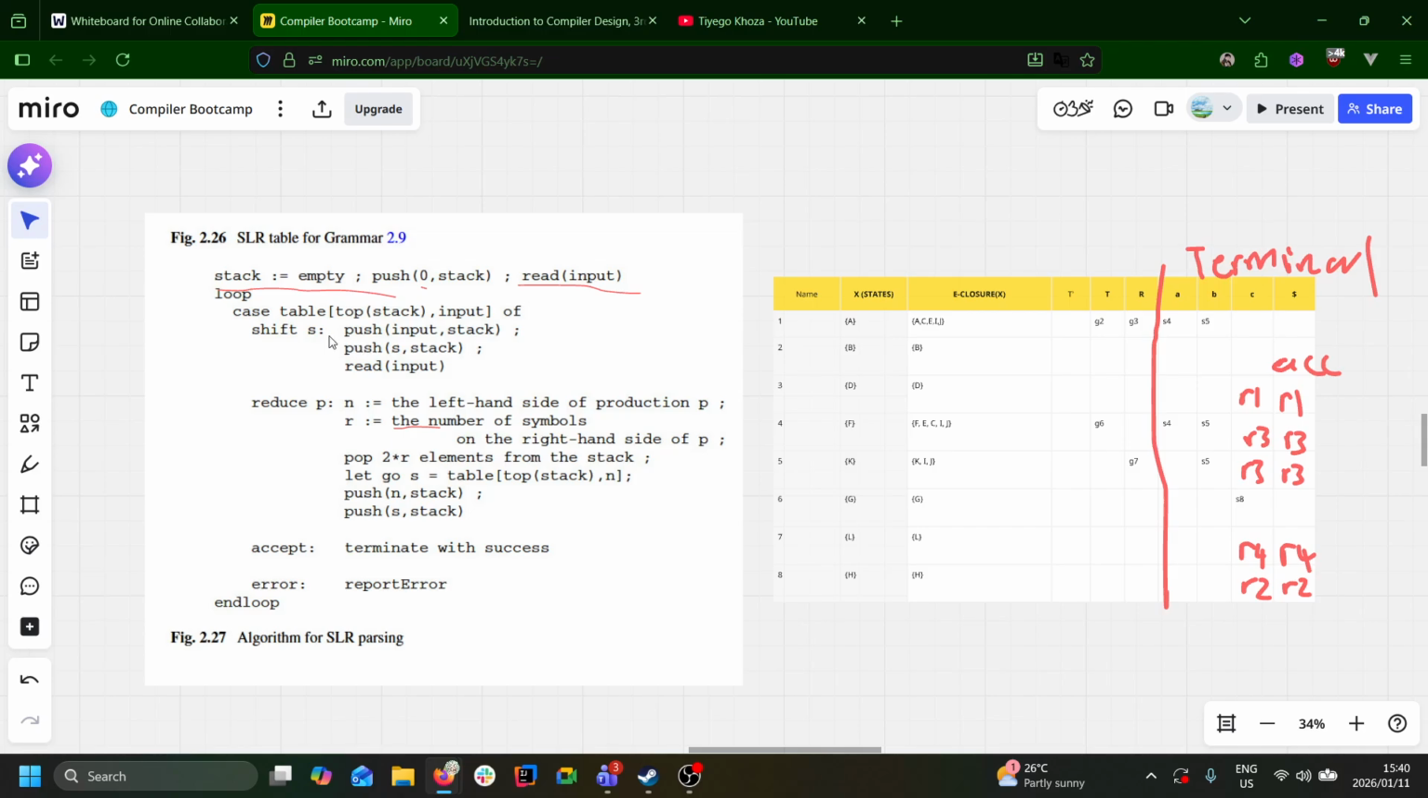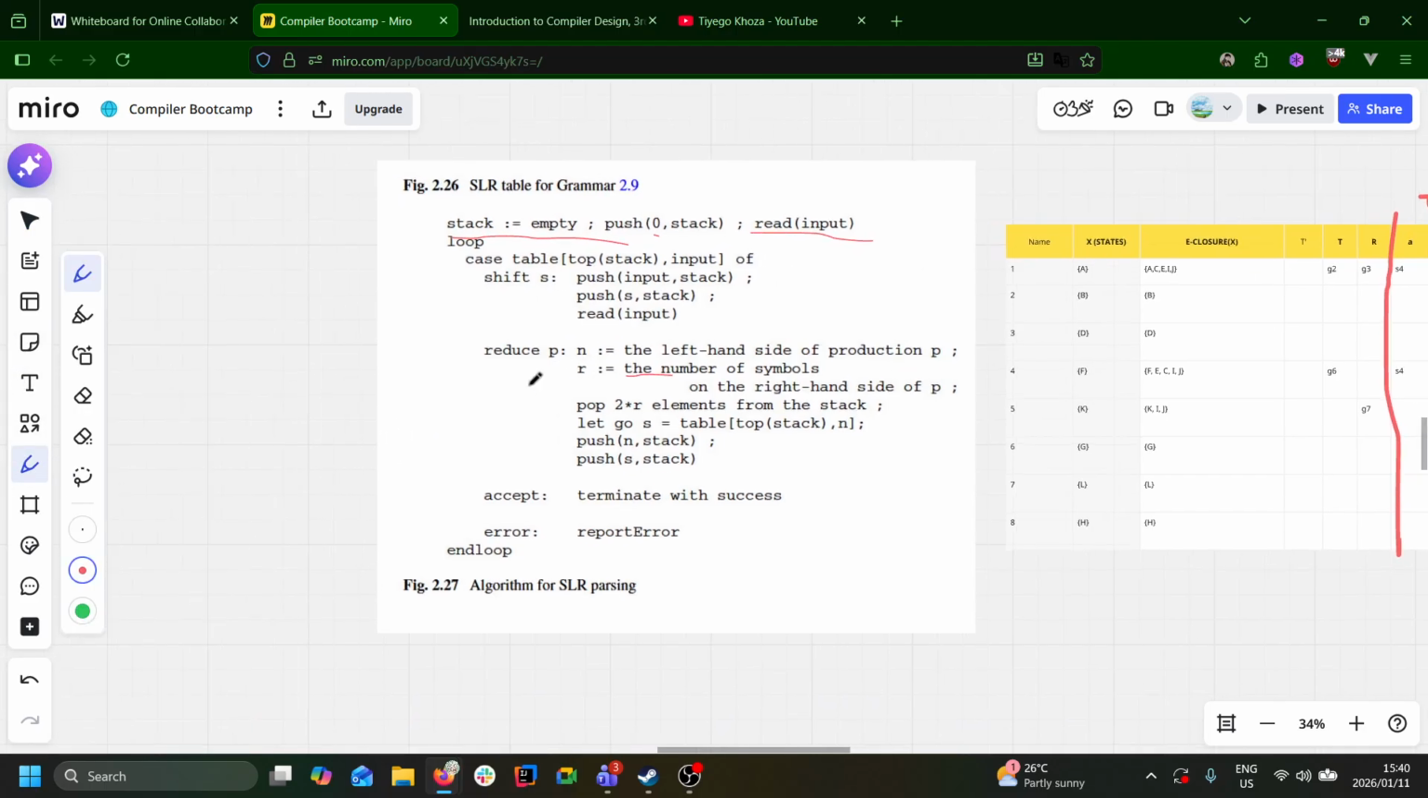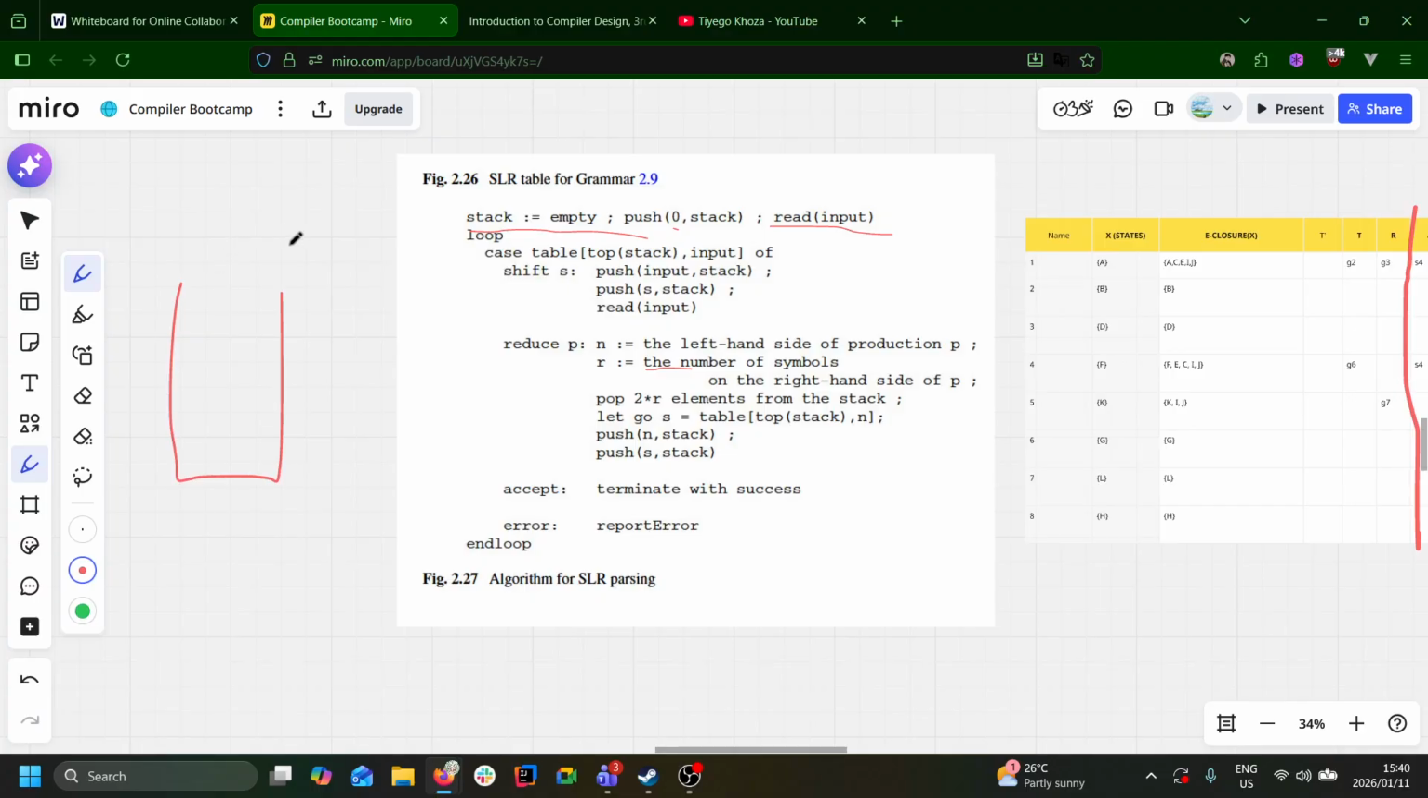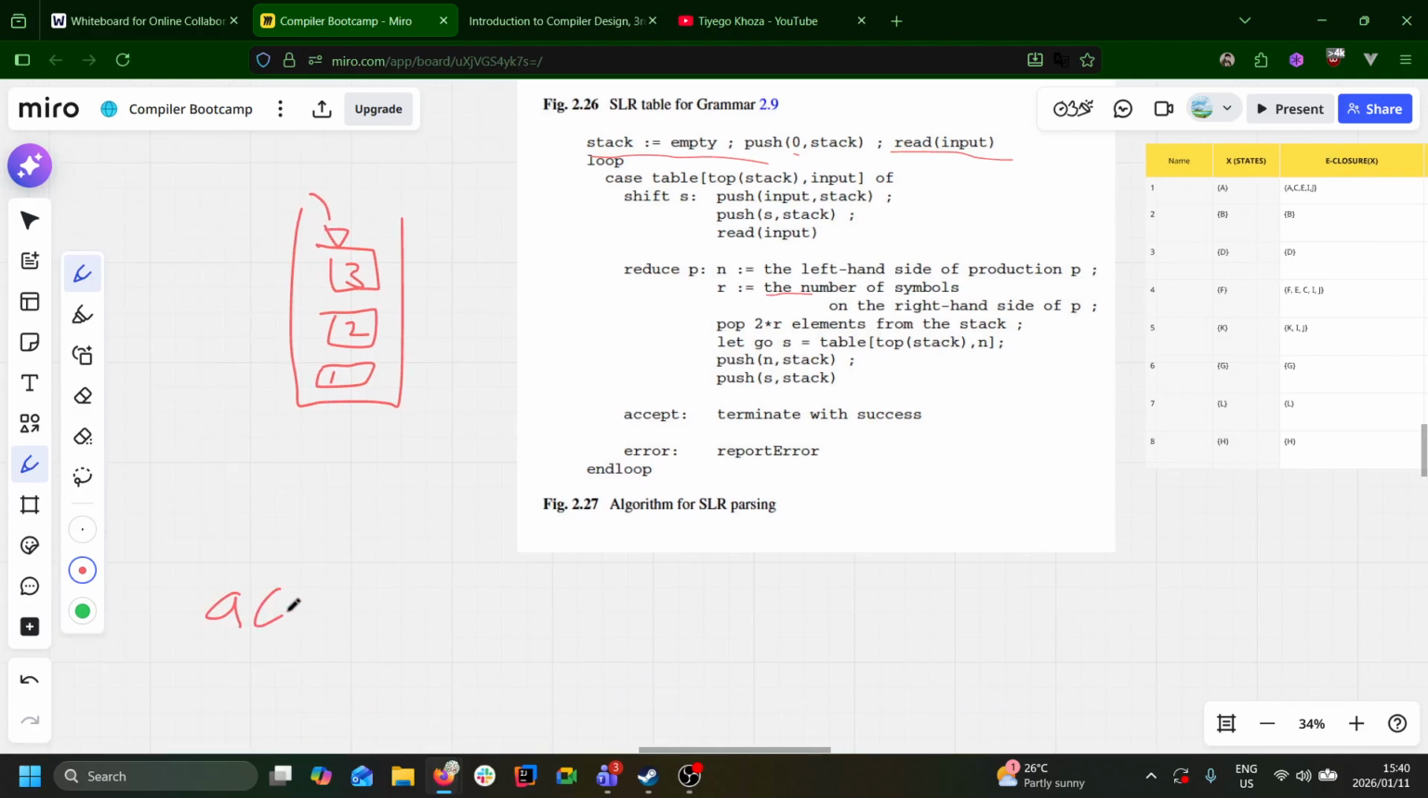Then you have your loop, and you're going to go through the table, looking at the top of the stack. You're going to look at what's at the top. It could be like one, two. The stack usually just has the states. So you look at what's at the top, and then you get your input. You compare the top of the stack with your current input.